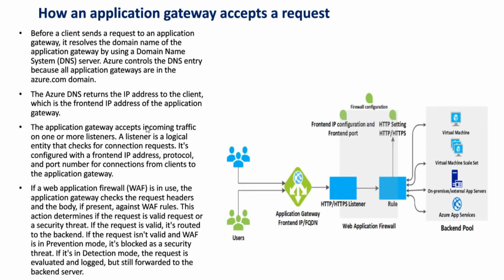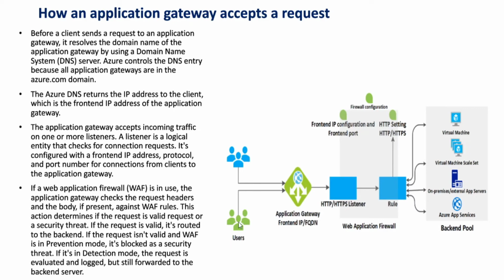So let's see it in detail. Before this, the user acts as a client. Before a client sends a request to an application gateway, it resolves the domain name of the application gateway by using DNS servers. Azure controls the DNS server because all application gateways are in azure.com.